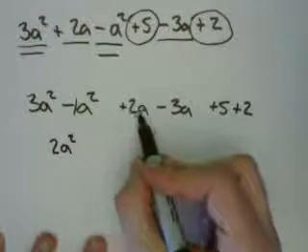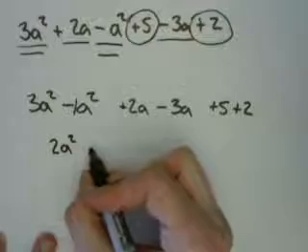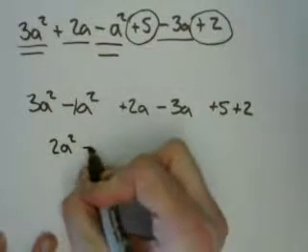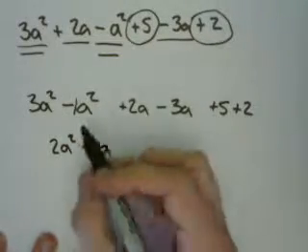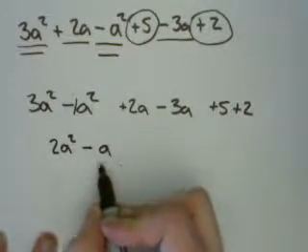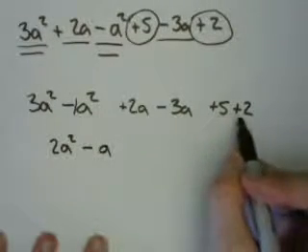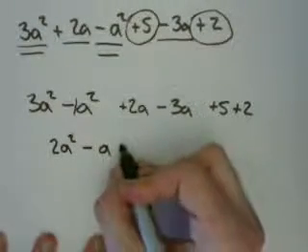Now here I have plus 2a minus 3a, and that is -1, so I'm actually going to have a negative a, again because I don't show the coefficient of 1, even though I wrote it in here. To show it appropriately for my final answer, I don't want to have that 1 written in. Now here, plus 5 plus 2, I add those together and that's 7.